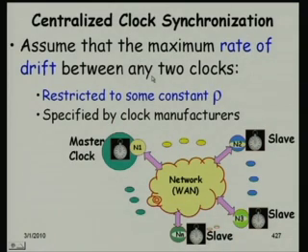This is what the manufacturers will tell you: we have manufactured these clocks and the quartz is cut precisely, but we can guarantee you a maximum rate of drift, that is drift per unit time, of rho. It can be less than rho.